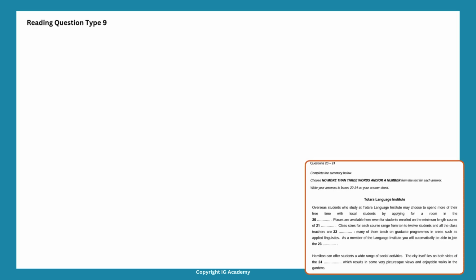Reading question type 9 is summary, note, table, or flowchart completion. In this type of question, you are given a summary of a part of the text, and have to complete it using words taken from the text. Note that the summary is not normally of the whole text.